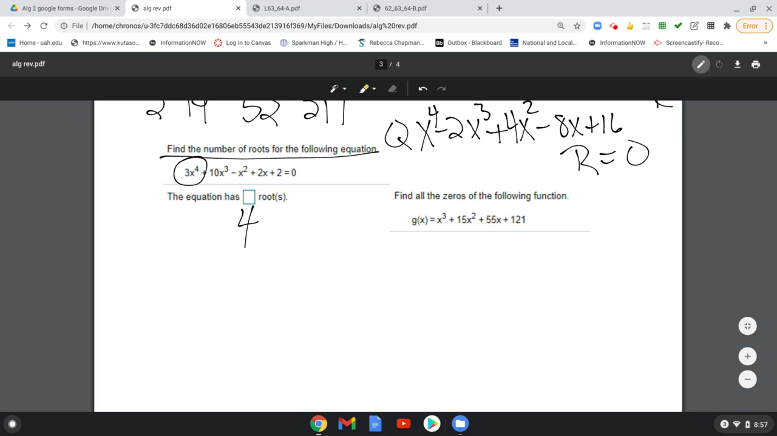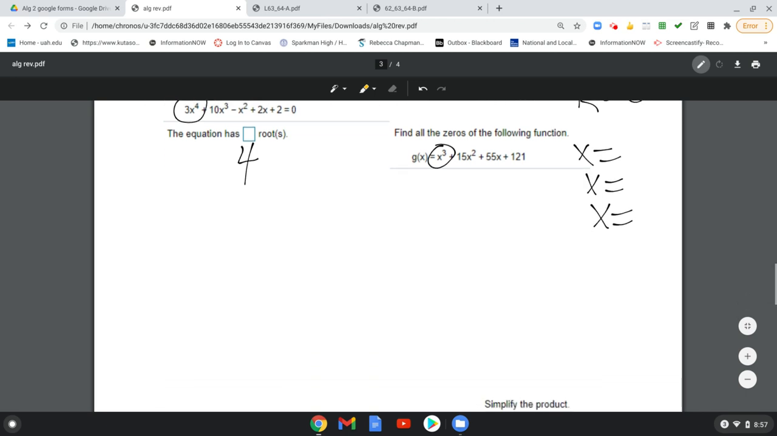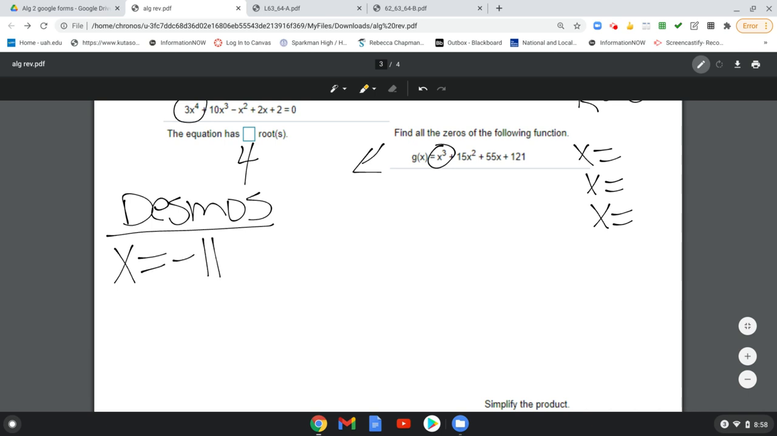Now in the second one, we do have to find all the zeros. So we're looking for 3 x values. So you'll need to pull up your graphing calculator on Desmos. So make sure that you pull up Desmos, you graph this, and you will find that x equals -11 is the one and only place that your graph will cross the x-axis.